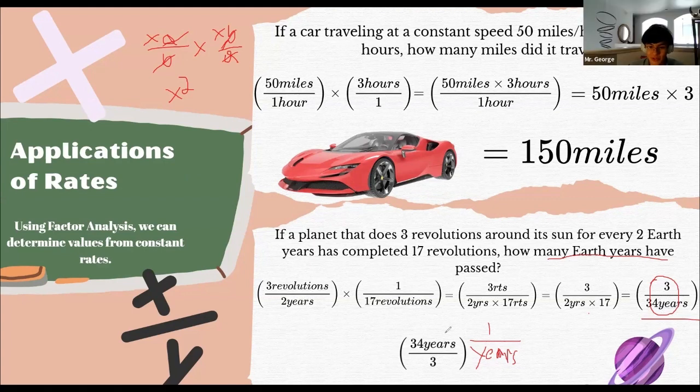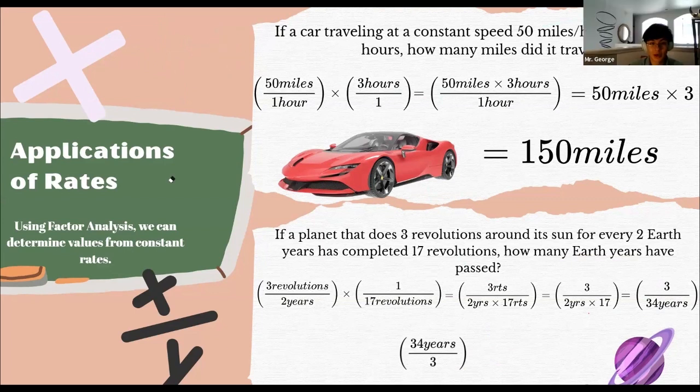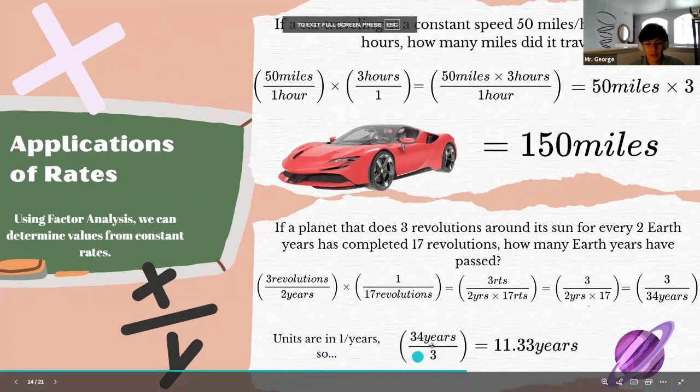That's good, because we want the Earth years to be on top. And if it's on the bottom, it's going to give us this unit, and we don't want this unit. Very good. Let me erase this. We want the good unit on top. So let's move on. The units are in 1 over years, so we flip it over, and it's going to be equal to 11.33 years.